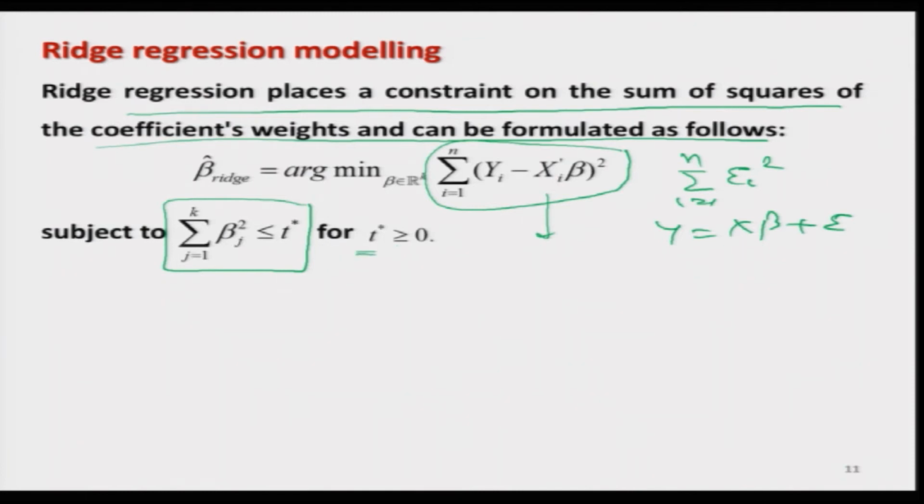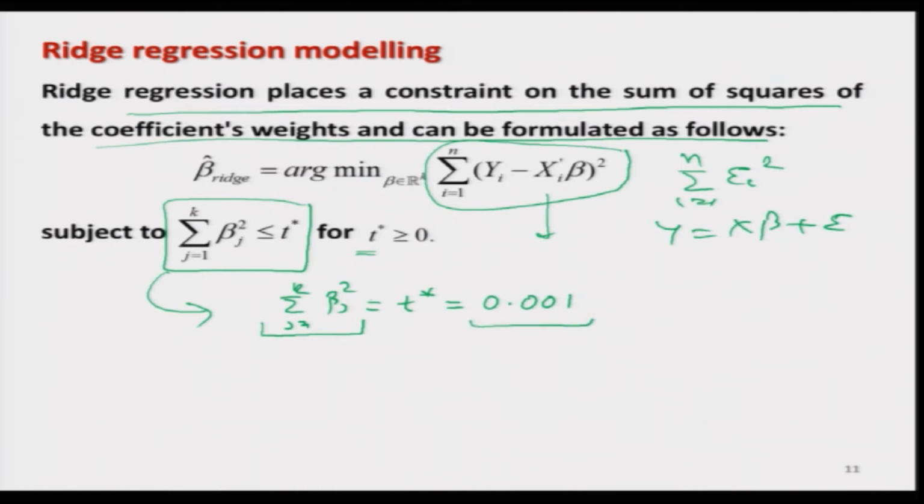So now if you try to see, you are trying to put a constraint on the sum of squares due to random errors, and the constraint is in the form of the sum of squares of the regression coefficients. So what will happen? Suppose summation j goes from 1 to k, beta j square is equal to t star. Suppose we first try to understand the basic idea. Suppose t star is very small, suppose 0.001.